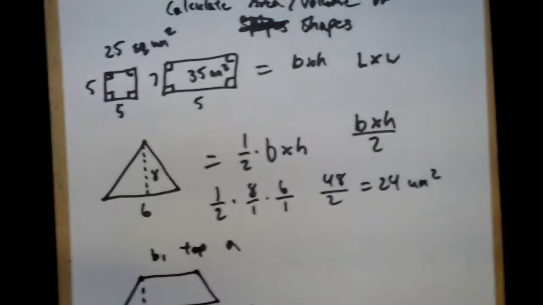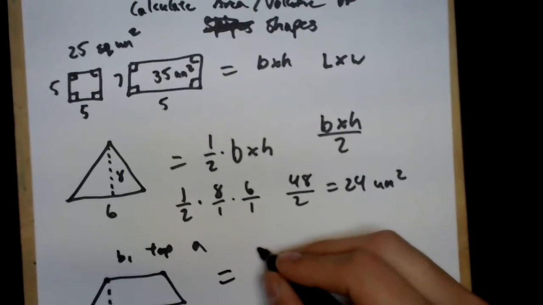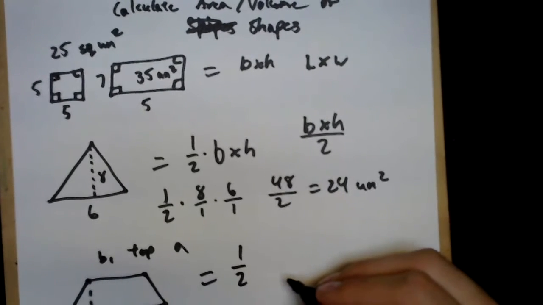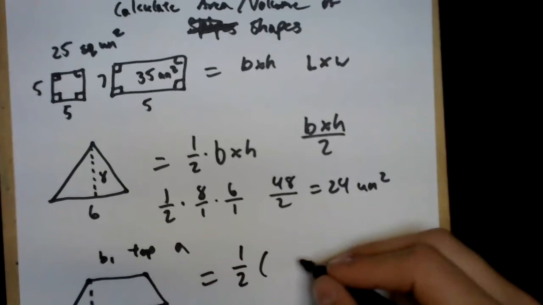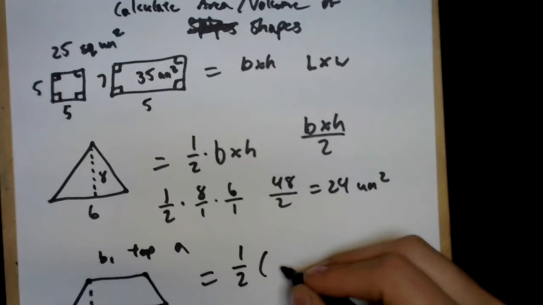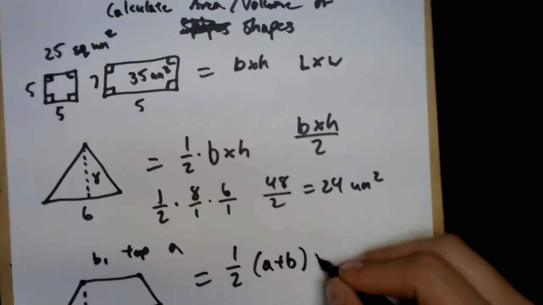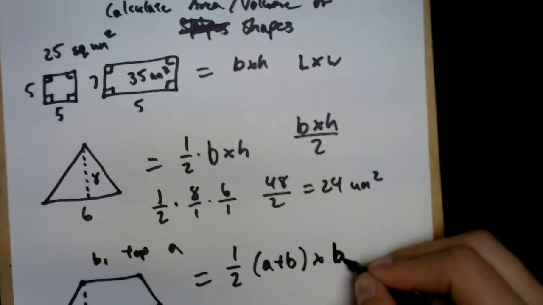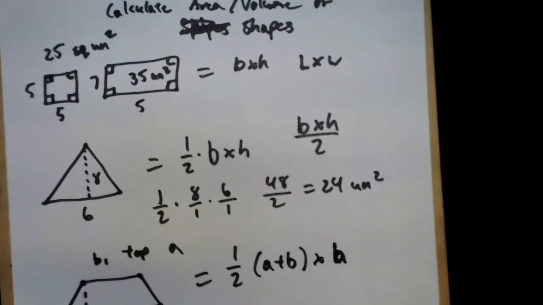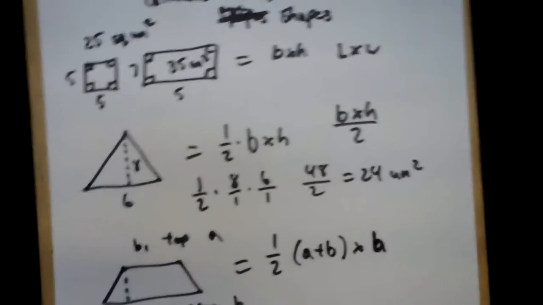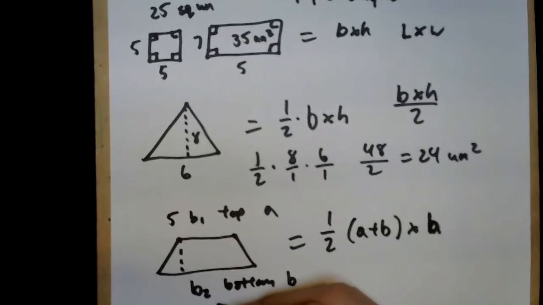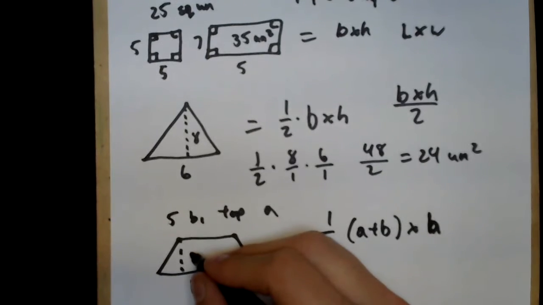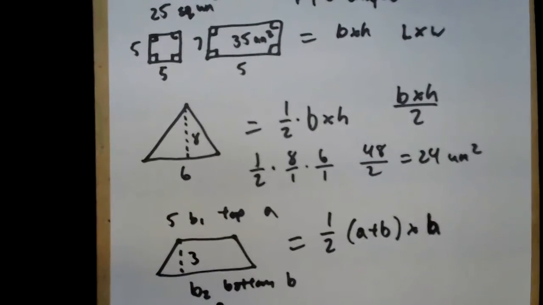So, the area of a standard trapezoid is half times the added length of the top plus the added length of the bottom, times h, the height. So given that the top length is 5, the bottom length is 9, your height is, let's say 3, calculate the area.